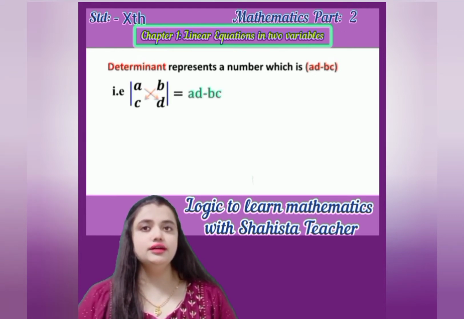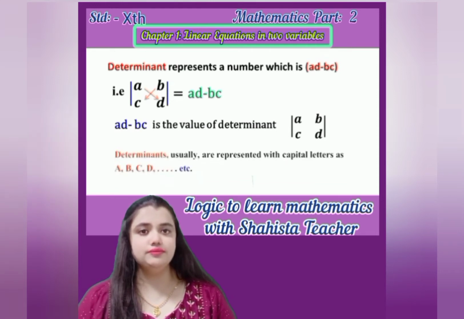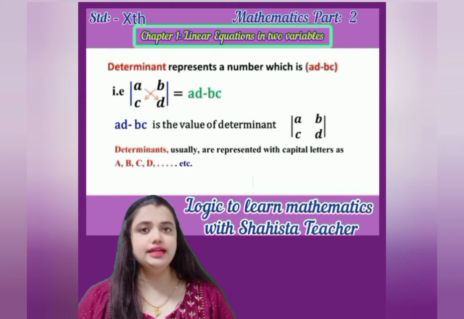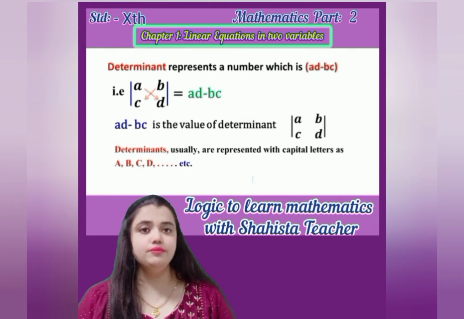See this determinant matrix A, B, C, D. Now we will do cross multiplication here, that is equal to A multiplied by D, AD, okay, cross multiplication, and B multiplied by C, that is BC. So AD minus BC, this we will do here. So a determinant represents a number which is AD minus BC. First we have to make a bracket, and inside that bracket we write AD minus BC. This AD minus BC is nothing but a cross multiplication. So AD minus BC is the value of the determinant ABCD.